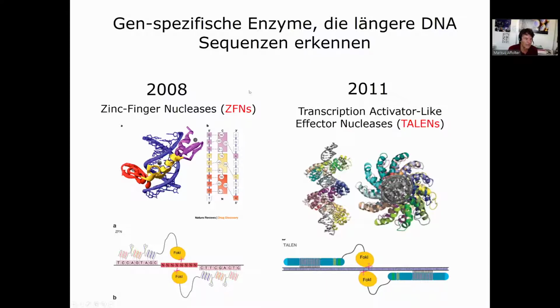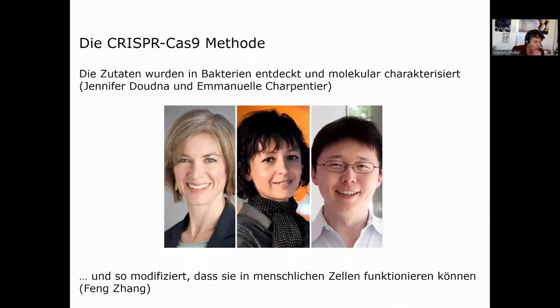So 2011, zinc fingers are not used anymore. People use TALENs. Fantastic, great, every student can do it. And of course, we thought this is it now. We are there. That's the best method to modify the genome. And then came the surprise, this CRISPR-Cas method.